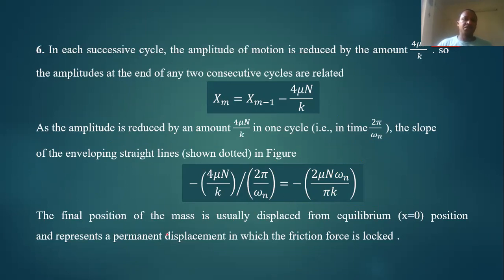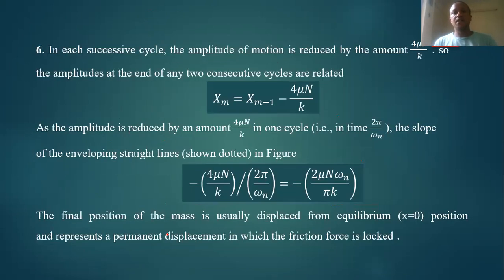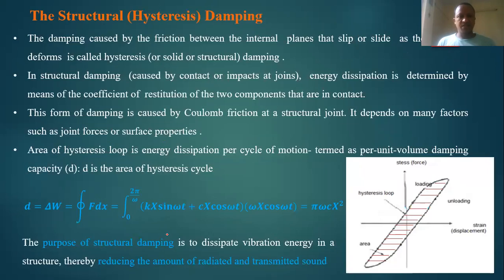If the final position of the mass is displaced from the equilibrium x naught position, it represents the displacement at which the friction force is lost. So that is all about Coulomb damping. Next we'll see structural or hysteretic damping.